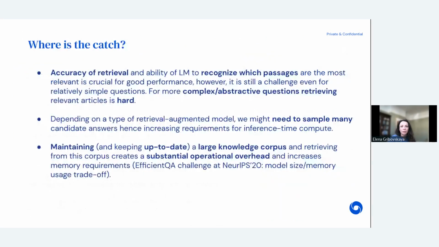So as we see, retrieval augmented models are great, but where is the catch? The accuracy of retrieval and the ability of the language model to recognize which passages are the most relevant is crucial for good performance. However, it is still a challenge to achieve good recall, even for relatively simple questions. For more complex and abstractive questions, retrieving relevant articles is hard.